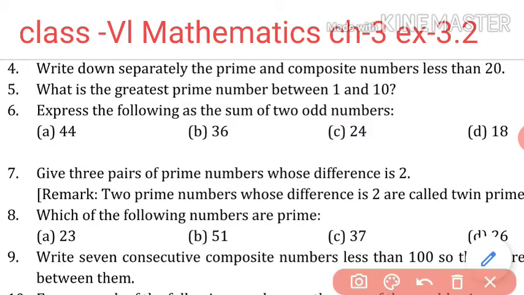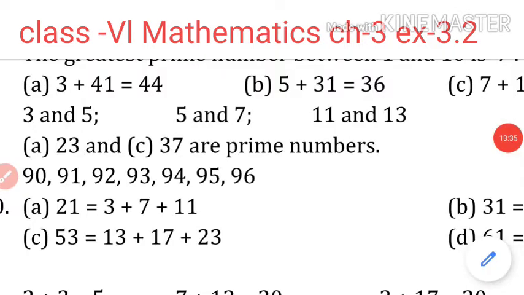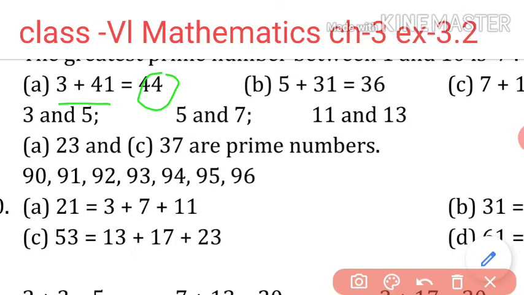Express the following as the sum of two odd numbers. So 44, you have to write as the sum of two odd numbers. You have to write two odd numbers whose sum is 44. Now the answer will be, you can write 3 plus 41. You can write any numbers, just write two odd numbers, isn't it? Now I have written 3 plus 41. Now next B. 36, isn't it?